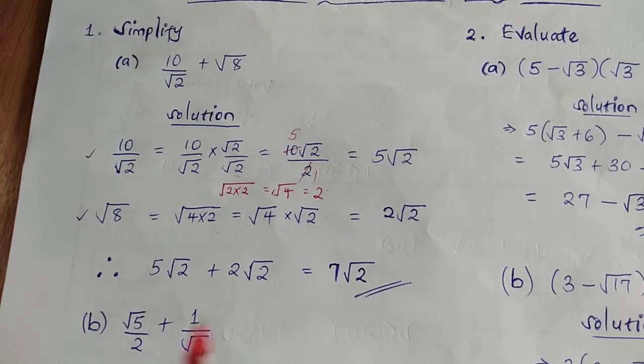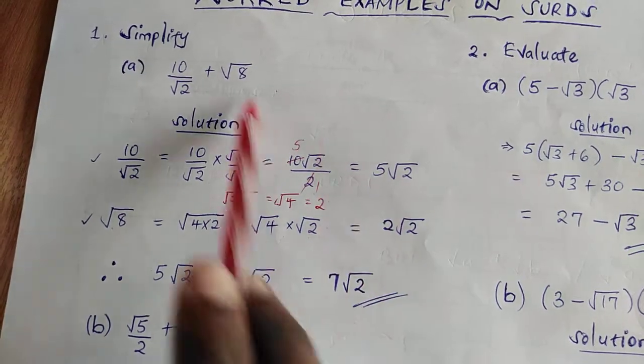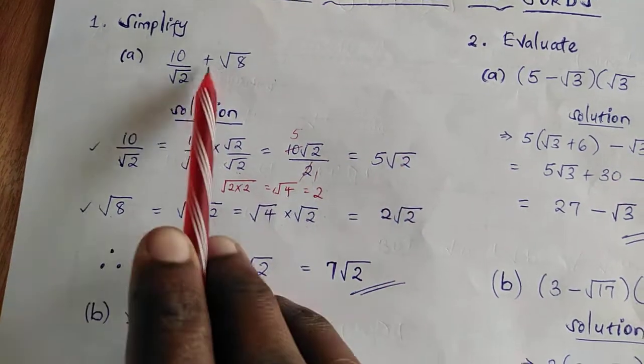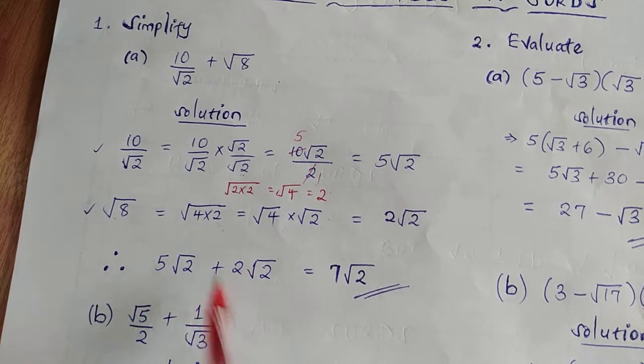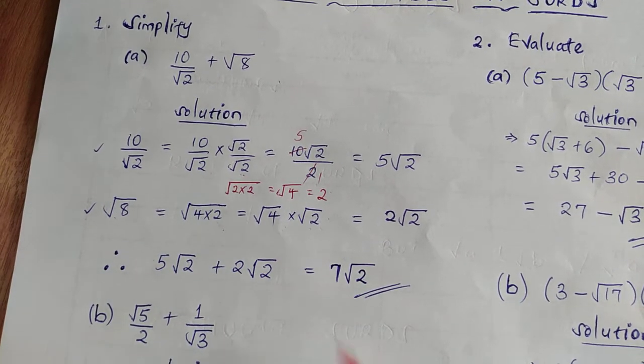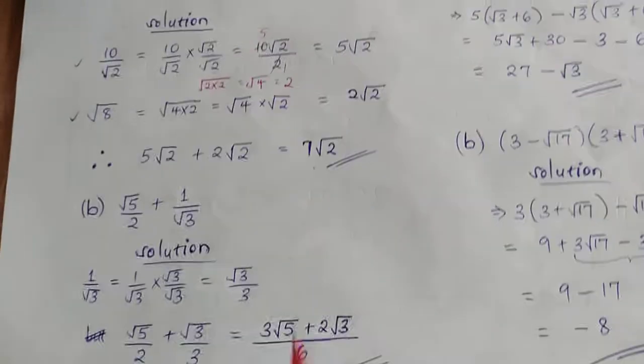And then now we can add these two, because this one is equivalent to this and this one is equivalent to this. We add the 2. 5 root 2 plus 2 root 2 gives us 7 root 2.